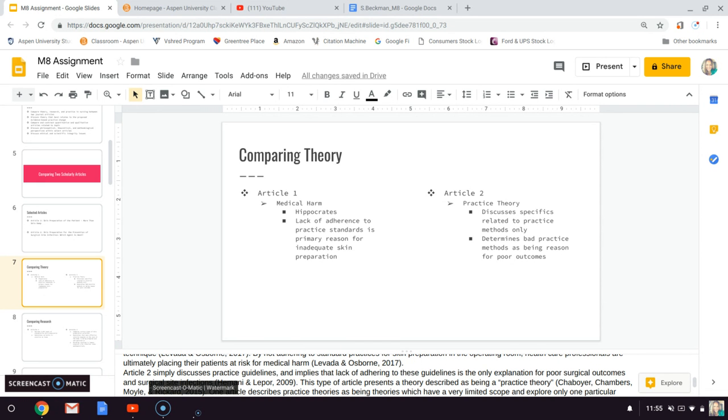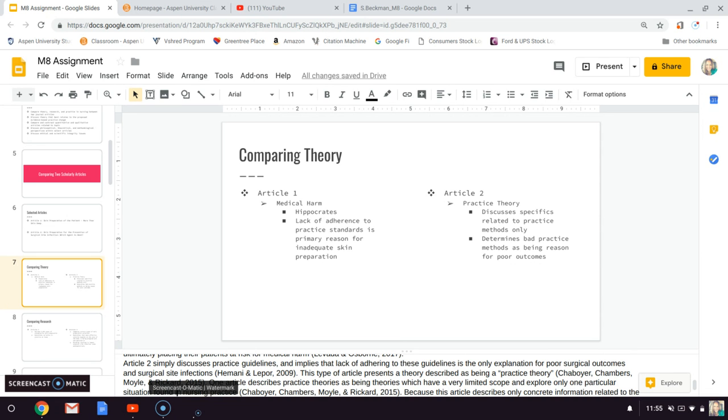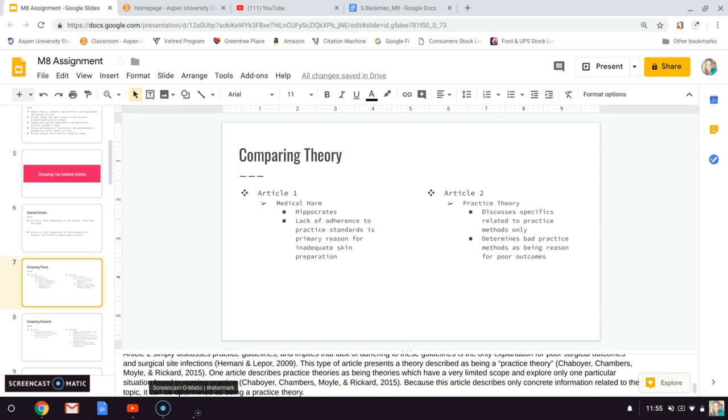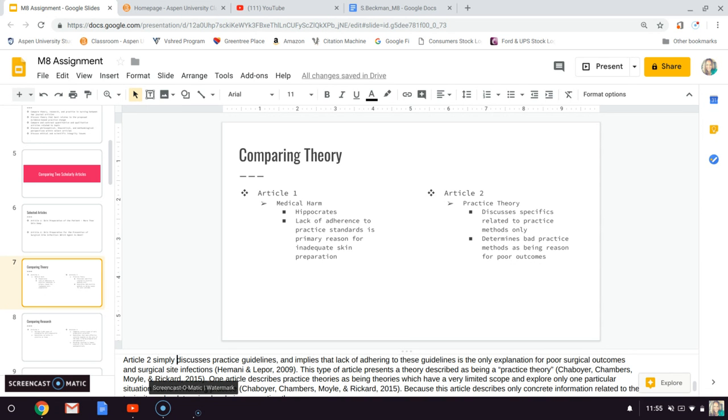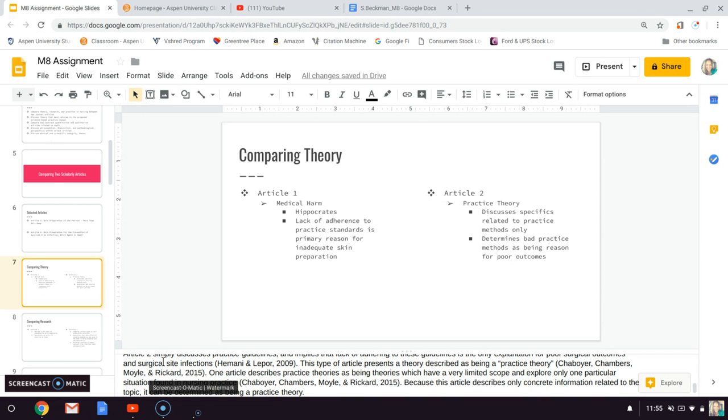Article 2 simply discusses practice guidelines and implies that lack of adhering to these guidelines is the only explanation for the poor surgical outcomes in surgical site infections. This type of article presents a theory described as being a practice theory. One article describes practice theories as being theories which have very limited scope and explore only one particular situation found in nursing practice. Because this article describes only concrete information related to the topic, it can be determined as a practice theory.